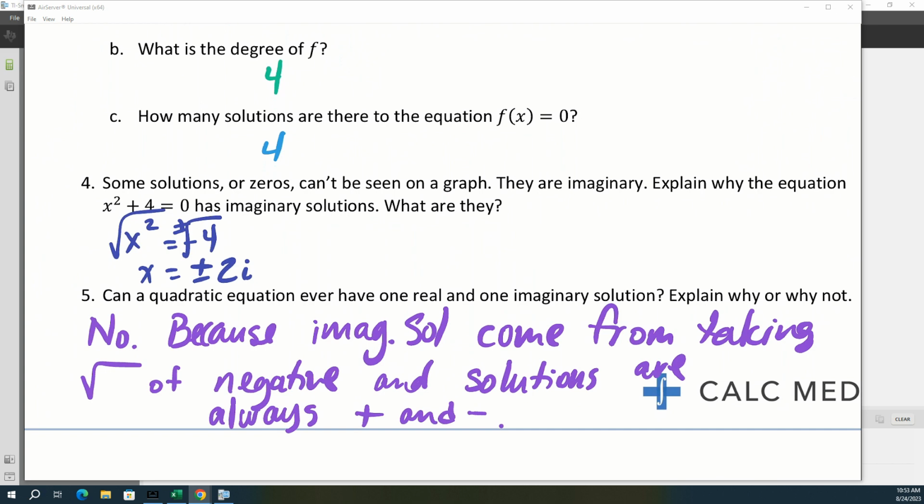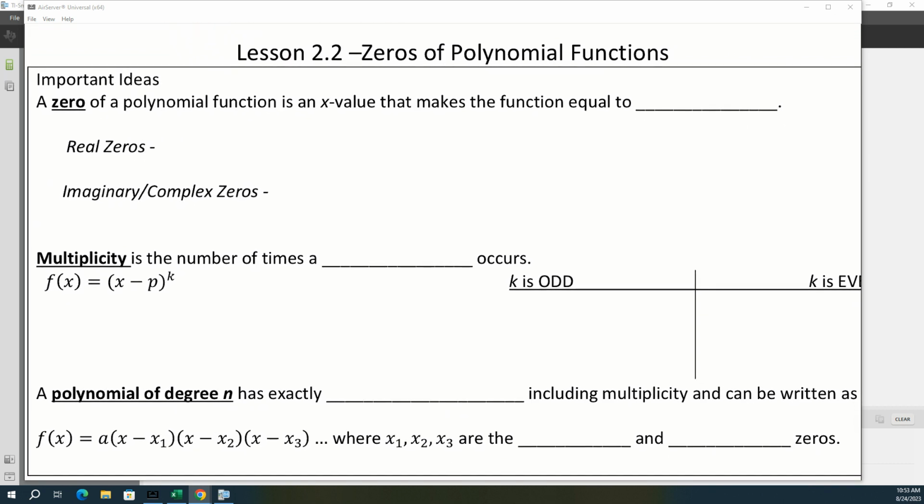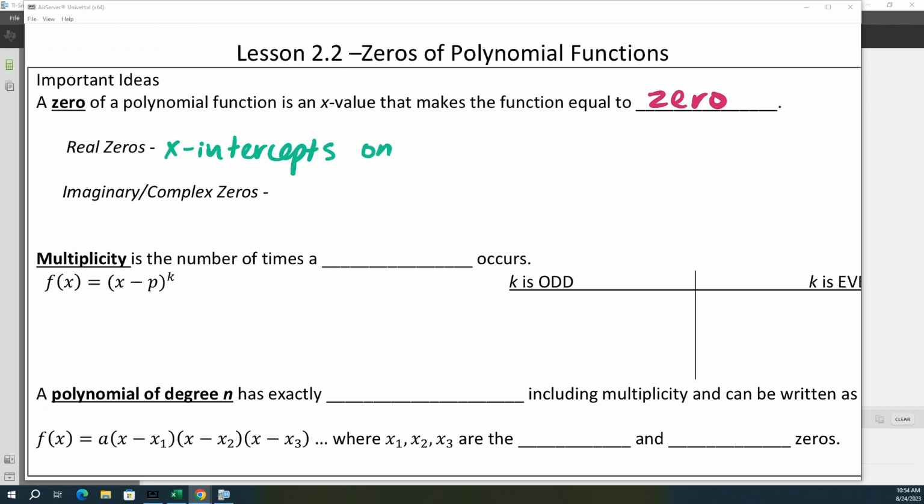All right, so let's fill in the notes on the back. Some of this I'm hoping that you remember from Algebra 2, but a zero of a polynomial function is an x value that makes the function equal to, what do you guys think? Zero. All right, and real zeros are always going to be the x-intercepts on the graph.